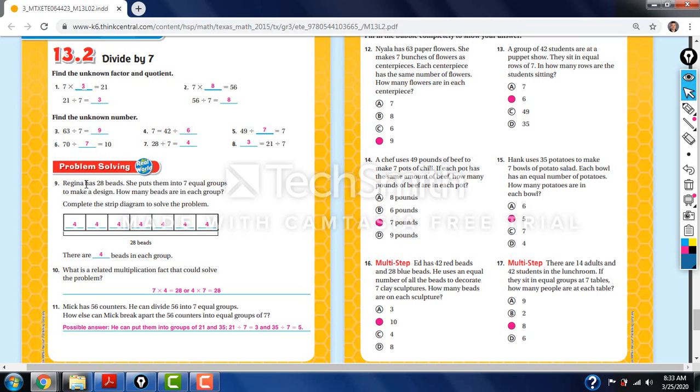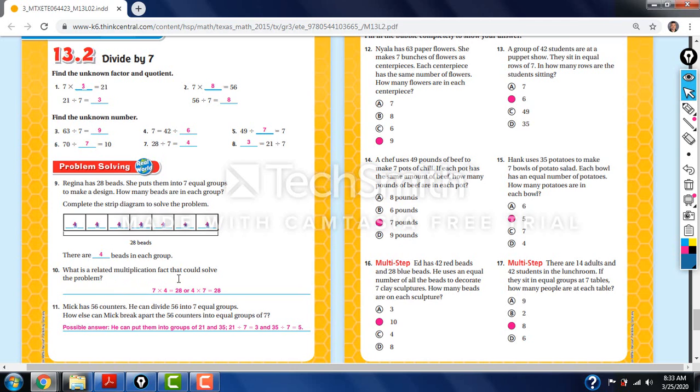Now let's look at the questions. Eugene has 28 beads. She puts them into 7 equal groups to make a design. How many beads are in each group? And your strip diagram is pretty much there for you. So 28 divided by 7 equals 4. Your answer is 4 here.